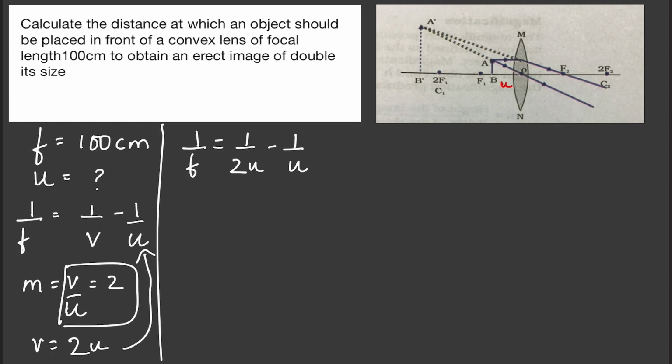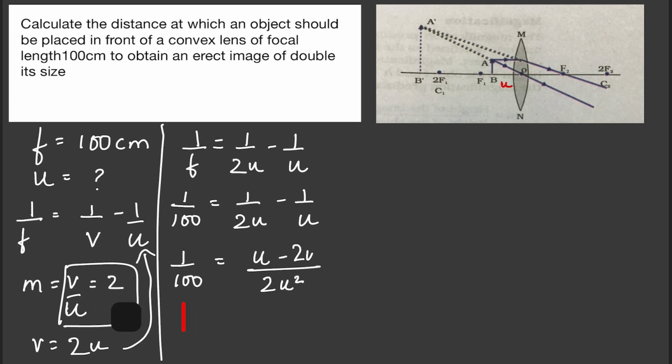Now the denominators are same. We can start with the simplification. What is the value of f we need to substitute? It is 1 by 100 is equal to 1 by 2u minus 1 by u. On simplifying the RHS, the denominator, by taking LCM, we will be getting it as 2u square. Changing the numerators, u minus 2u, that is equal to minus u by 2u square.